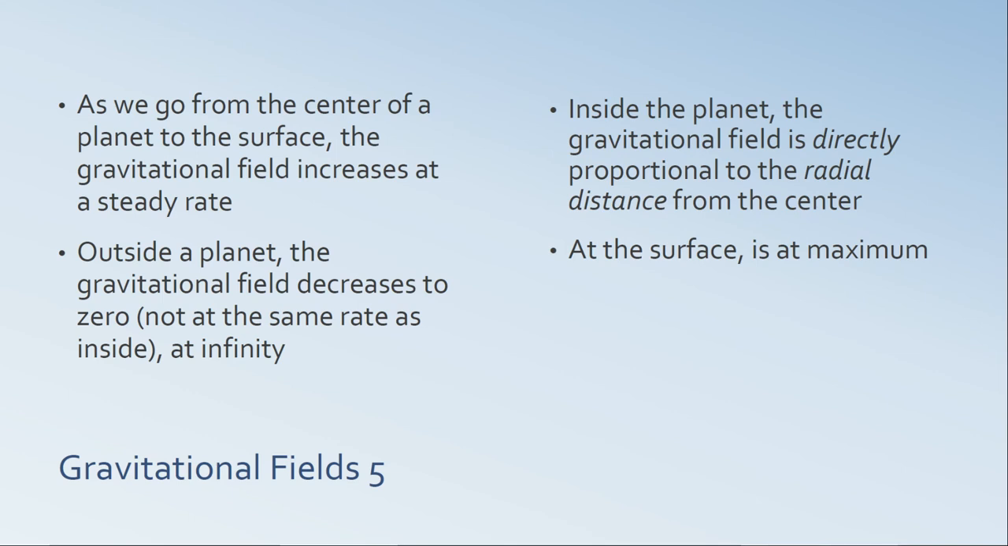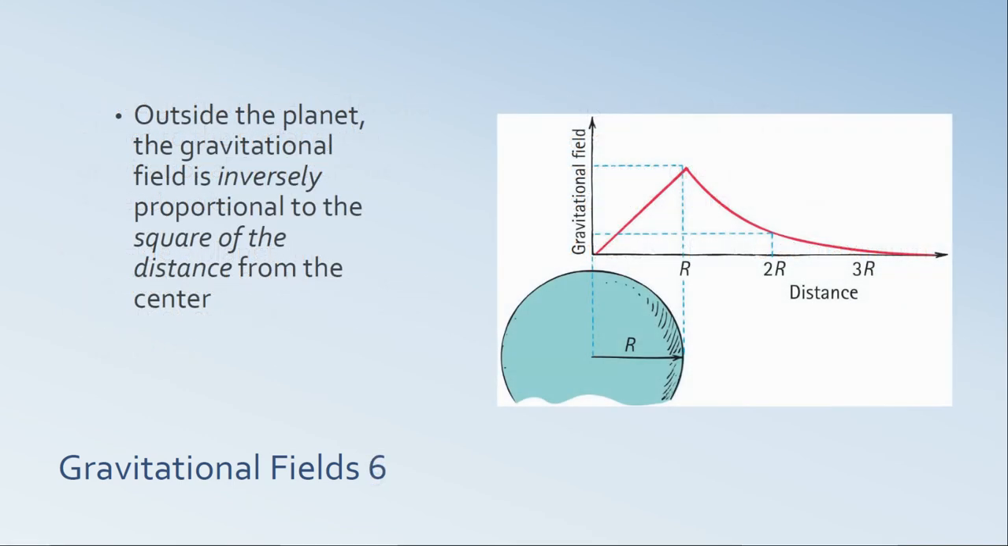Inside the planet, our gravitational field is directly proportional to the radial distance from the center. So again, at the surface of the planet, it's 1g. Halfway to the center, it's half a g. At the center, it's 0, because now, if you're at the center, your radial distance is 0. And if you are halfway in distance, it's 0.5, etc. But now outside the planet, again, we're going to use that inverse square law. The gravitational field is inversely proportional to the square of the distance from the planet.